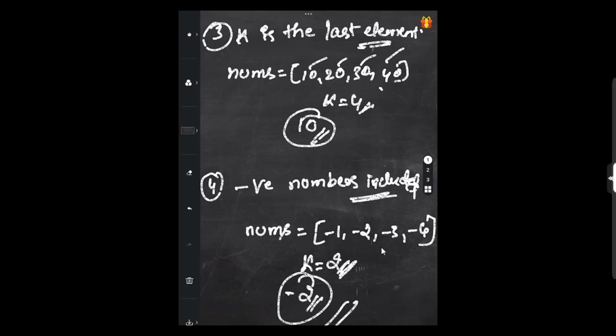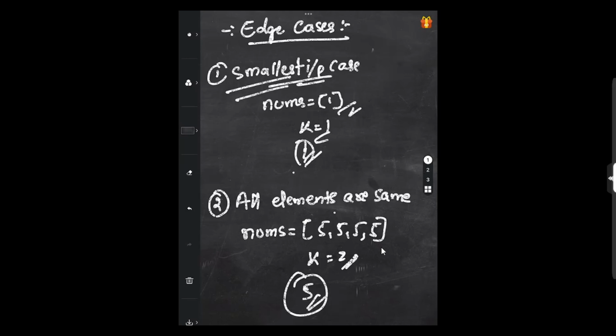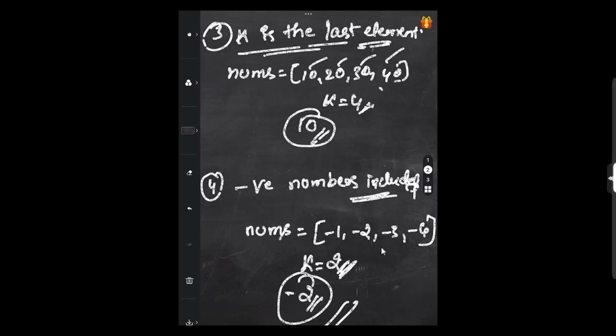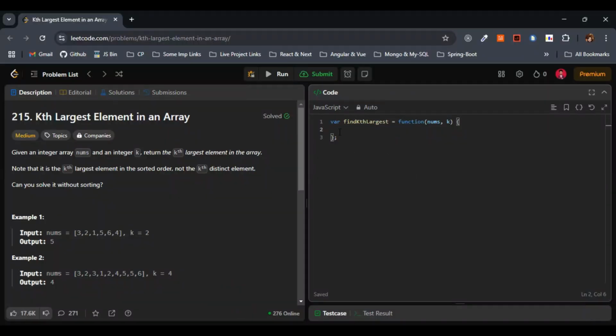I hope all these edge cases are clear. The first was the smallest input case. The second was when all elements are same. The third was when k is the last element. And the fourth was when negative numbers are included. Now let's start writing the code. Initially, as discussed in the approach, let's create a max heap instance and initialize it with the input array.